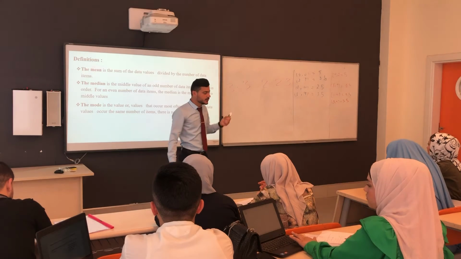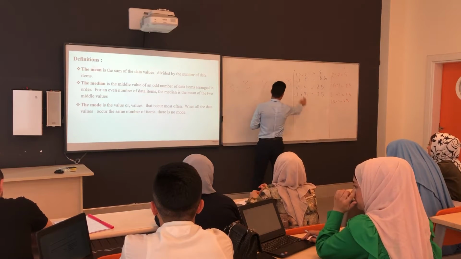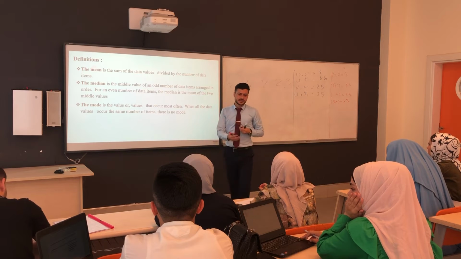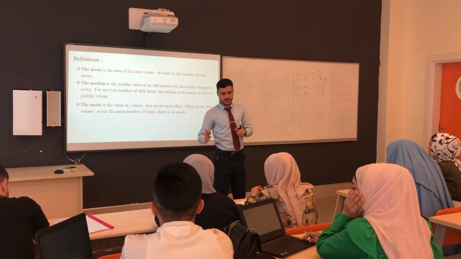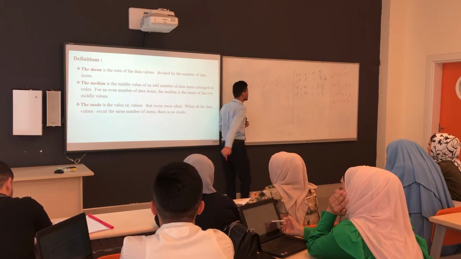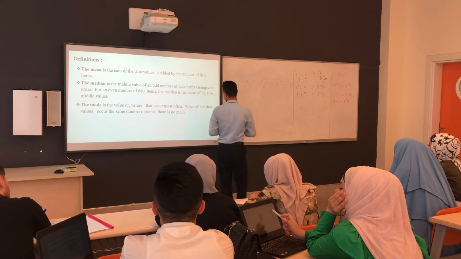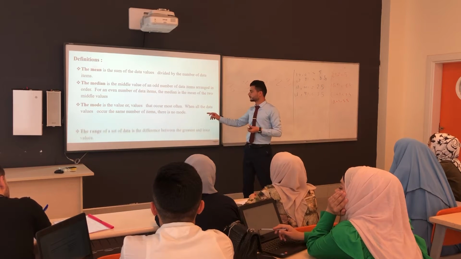What's the mode? 2 and 3. No, just 3. Okay. Why? Because, as I said, the most repeated number. The most repeated number is 3. But what if we have 2 also? 2 and 3. Very good. Okay, that's the mode.